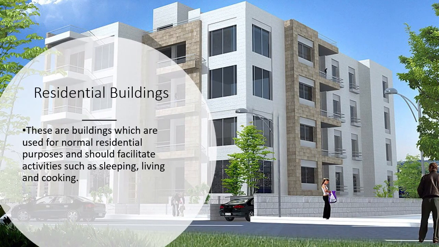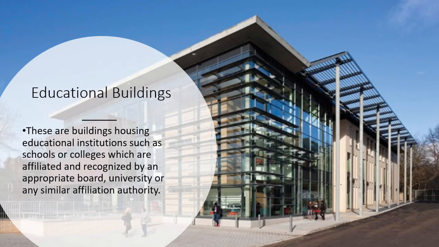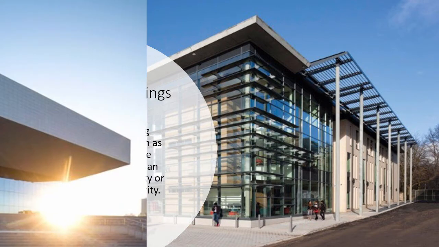Residential buildings. These are buildings which are used for normal residential purposes and should facilitate activities such as sleeping, living, and cooking. Educational buildings. These are buildings housing educational institutions such as schools or colleges which are affiliated and recognized by an appropriate board, university, or any similar affiliation authority.